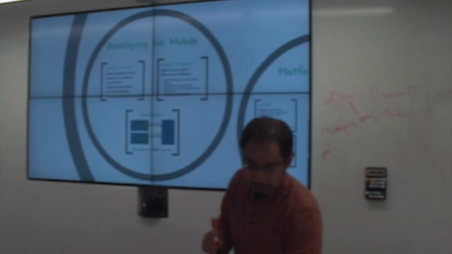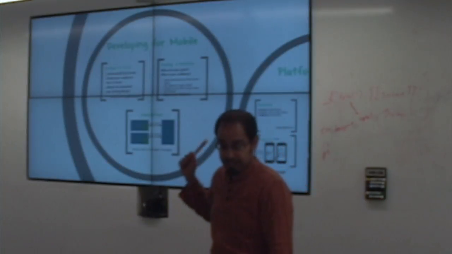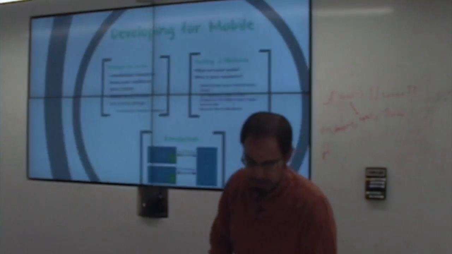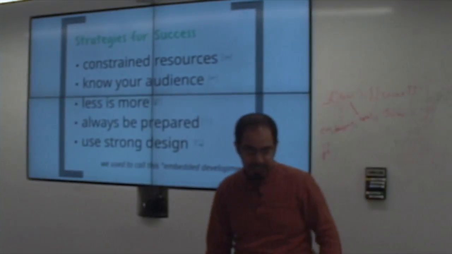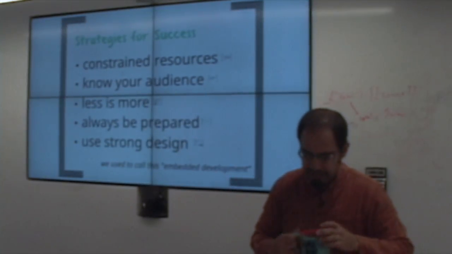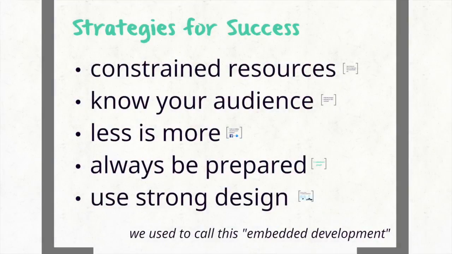So, developing for mobile. Strategies for success, picking a platform, and emulation are the three topics. Strategies for success: this list is the things you need to remember, I think. Constrained resources, knowing your audience, less is more, always be prepared, and use strong design.